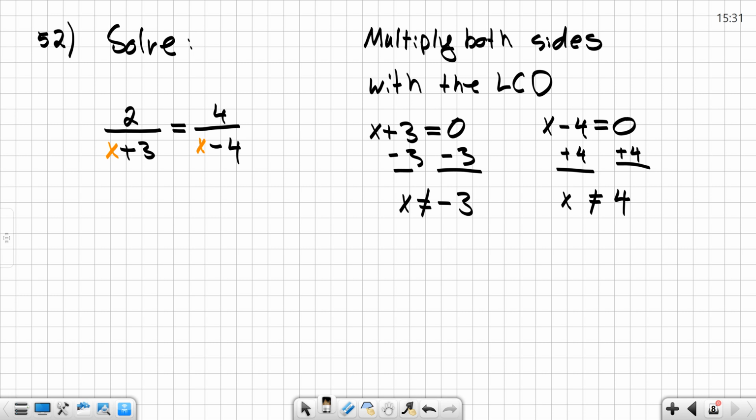These are called our restrictions. Negative 3 and 4. So in other words, before I start solving this, I'm looking for the stuff that is bad. X cannot take on the value of negative 3 or positive 4. Now I'm going to solve.